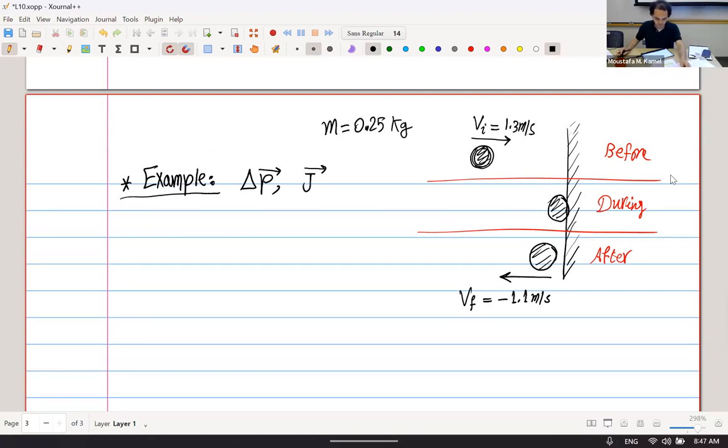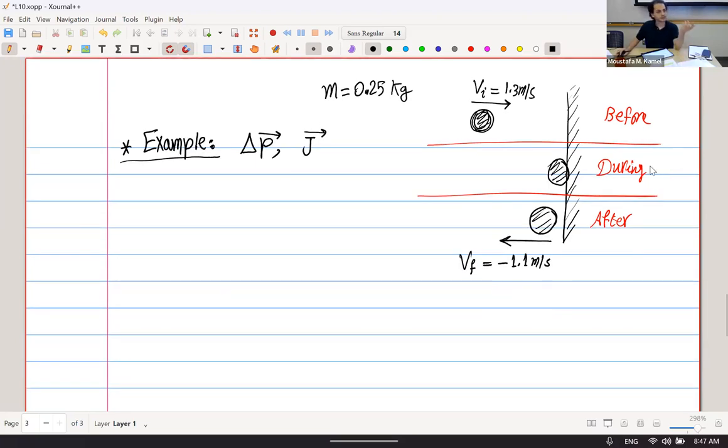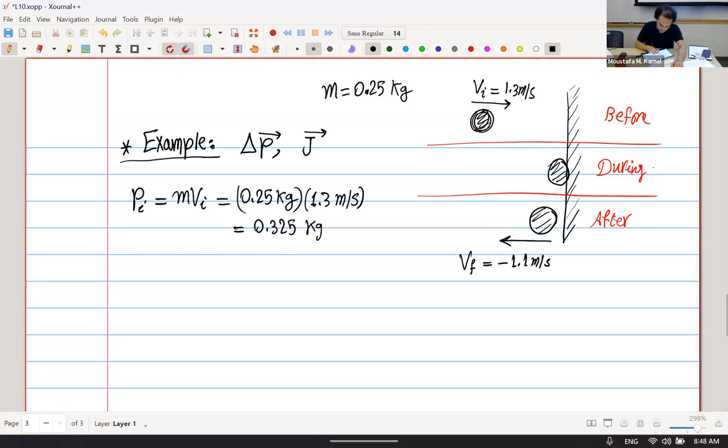So the change in momentum, we can get it from just calculating the initial momentum and calculating the final momentum, and then subtract final minus initial, okay? So initial momentum is mass times velocity initial. So it will have the same sign of the velocity. So if the velocity is positive, momentum will be positive. And if it's negative, then momentum will be negative as well. So this is 0.325 kilogram meter per second.